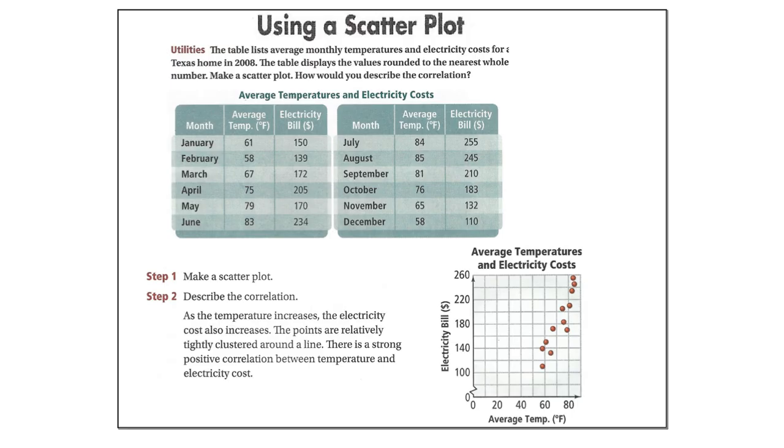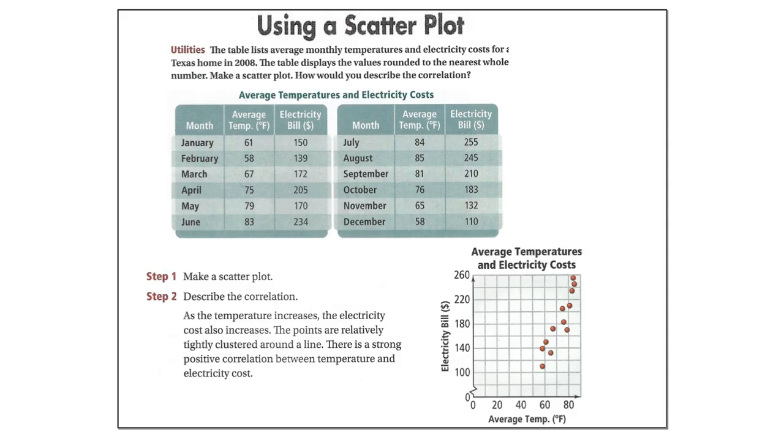So a lot of times we get our data in the form of a table like we do here. And just looking at a table doesn't really give us an idea of how the data is portrayed. So a lot of times we want to make a scatter plot, which means you have to make an x and y axis. The x would be the independent variable, the thing that affects the outcome. So in this case, the temperature would be affecting the electricity bill, because the hotter it is, the more that your air conditioner is going to run, or the colder it is, the more that your heat's going to run.